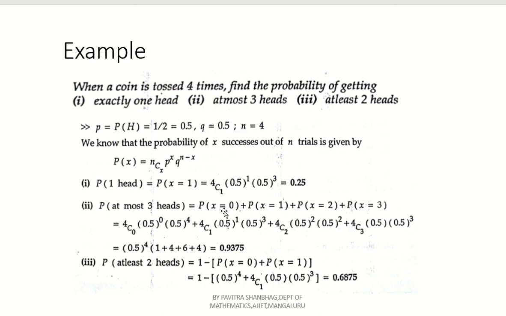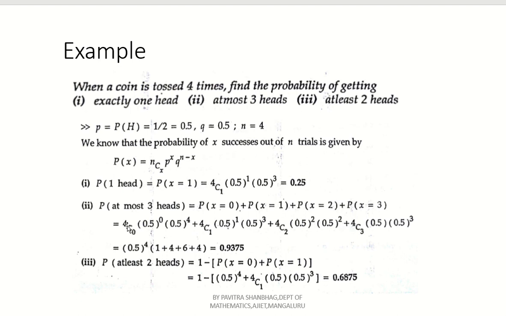So just replace x equal to 0 for this equation, and the remaining you have to replace: 4C0, 0.5 power 0, 0.5 power 4. Similarly plus for P of x equal to 1, 4C1 0.5 power 1 into 0.5 power 4 minus 1, that is 3. Next plus 4C2 0.5 power 2, again 0.5 power 2, plus 4C3 0.5 into 0.5 power 3. Now what is common here? 0.5 power 4 common. See here power 0 means 1, 1 into 0.5 power 4. Again here if you add the power, same. So 0.5 power 4 is common.